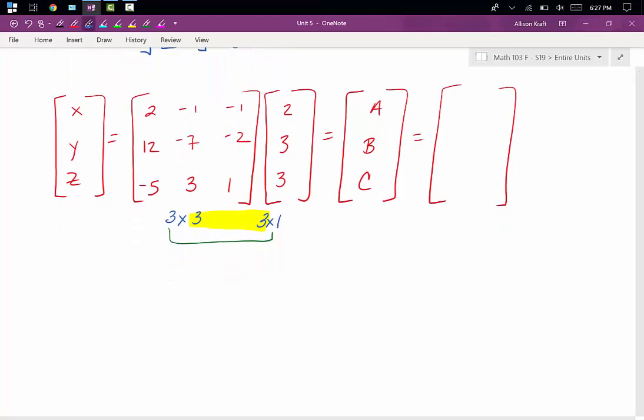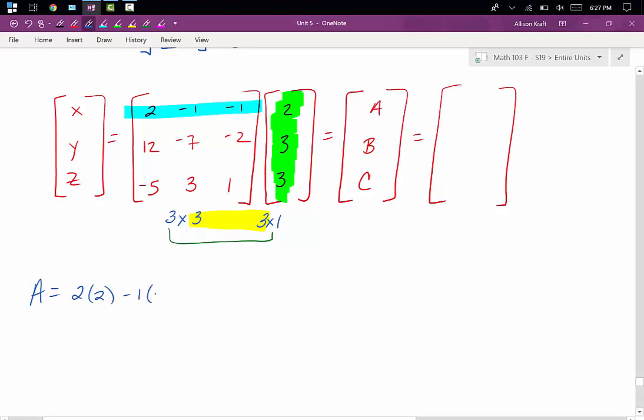Okay, element A is located first row, first column, so we'll be multiplying the first row of our first matrix with the first column of our second matrix. That's 2 times 2 minus 1 times 3 minus 1 times 3. 4 minus 3 minus 3 is a negative 2.